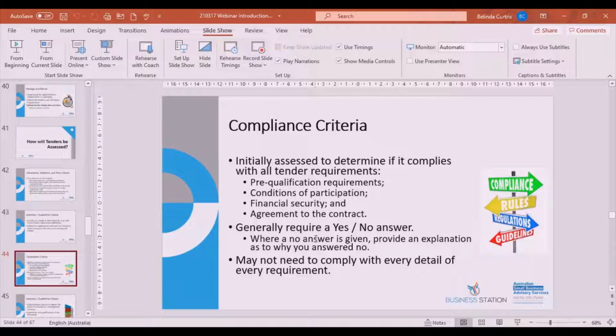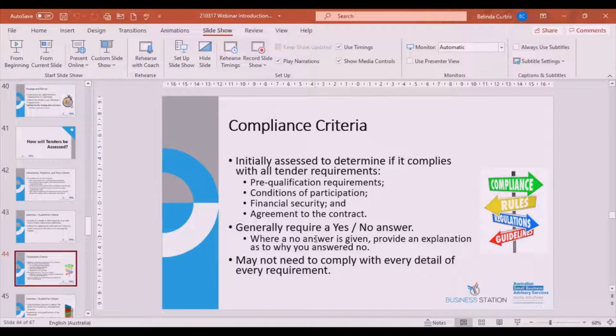Then we'll look at things like conditions of participation. Have you delivered it by the due date and time? Have you included all the information that you've been asked to include? Have you answered all the questions? Have you agreed to the contract? That type of thing. Then we'll do due diligence on your financial security. For example, in WA local government, more often than not, you'll get a question around whether you are able to pay all your debts when they fall due. They may require you to include a couple of years of profit and loss statements, and obtain a reference from your bank or accountant attesting to your financial security.